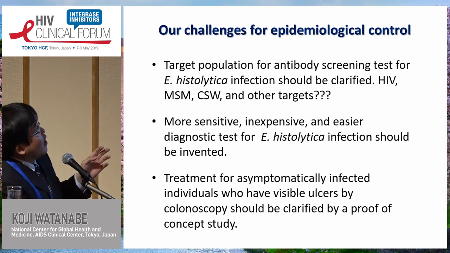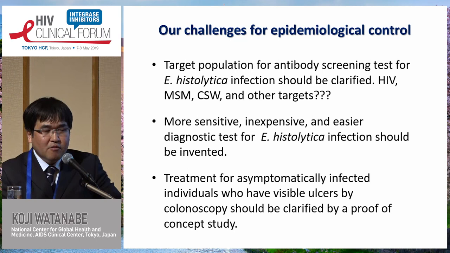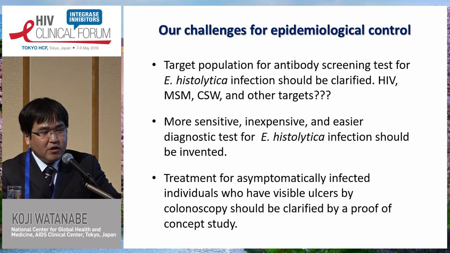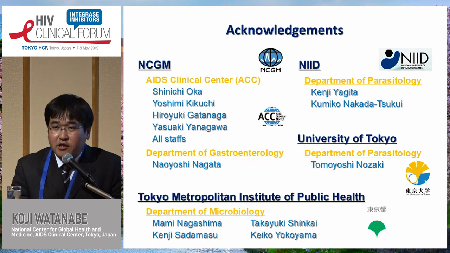So, summary. The target population for antibody screening tests for E. histolytica infection should be clarified: HIV, MSM, commercial sex workers, and other targets. A more sensitive, inexpensive and easier diagnostic method for E. histolytica infection should be invented. Treatment for asymptomatically infected individuals who have a visible ulcer by colonoscopy should be clarified by a proof of concept study, I think. Thank you for the kind attention to my presentation.